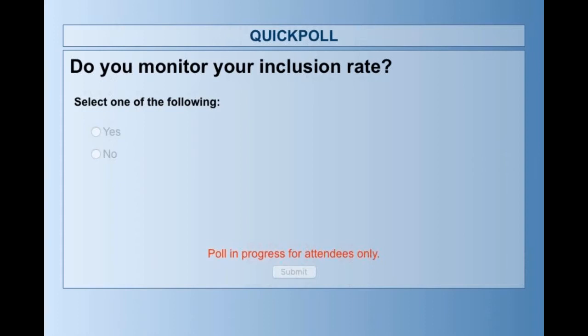So do you monitor your inclusion rate? Yes or no? We're at 66%. Let's try to hit 75. I'll do a countdown. 5, 4, 3. Okay, this is almost your last chance. If you haven't clicked, click now. 2, 1. And closing the poll at 75%.